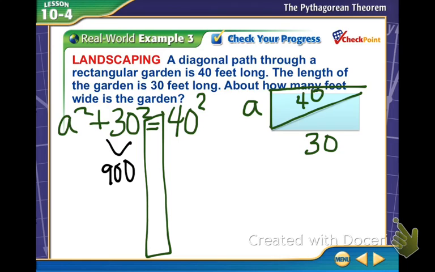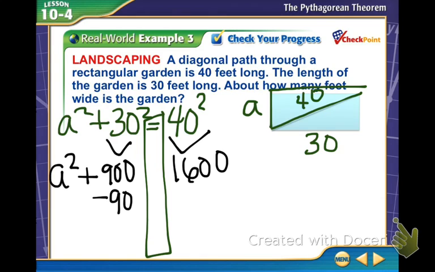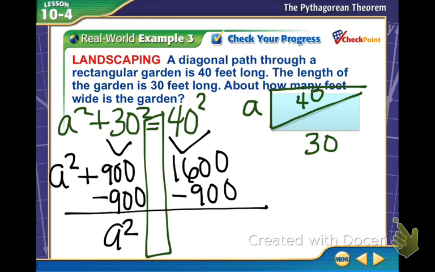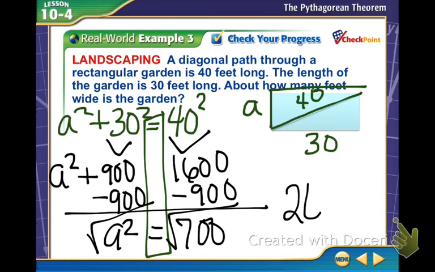So you substitute in the 30 in place of the B, square it to get 900. 40 goes in for the C, that's the hypotenuse. Square it to get 1600. And we have a squared plus 900. We need to use what we know about solving equations to undo this, and we're going to subtract 900 from both sides. So a squared equals 700. Now remember, that's not a, so we need to go ahead and find the square root of 700, which is 26, rounded to the 10th, 26.5 feet. So that's how wide the garden is.